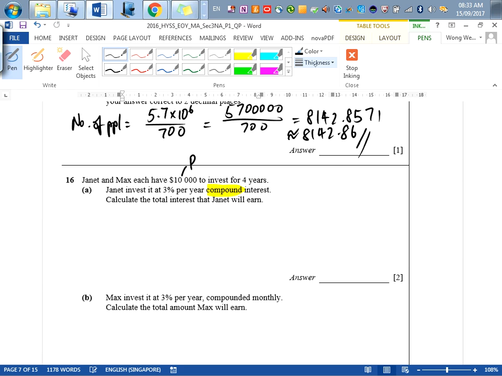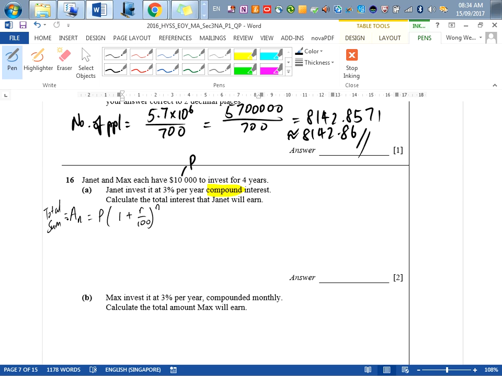What is the formula that we can use for compound interest? It will be given to you. That is A_N equals to P times (1 plus R over 100) to the power of N. This is the formula given to you on page 2 of your exam paper. You need to know how to apply this. Okay, it says total sum. But what do they mean by total sum? Is this the interest? No, this is the principal plus interest.